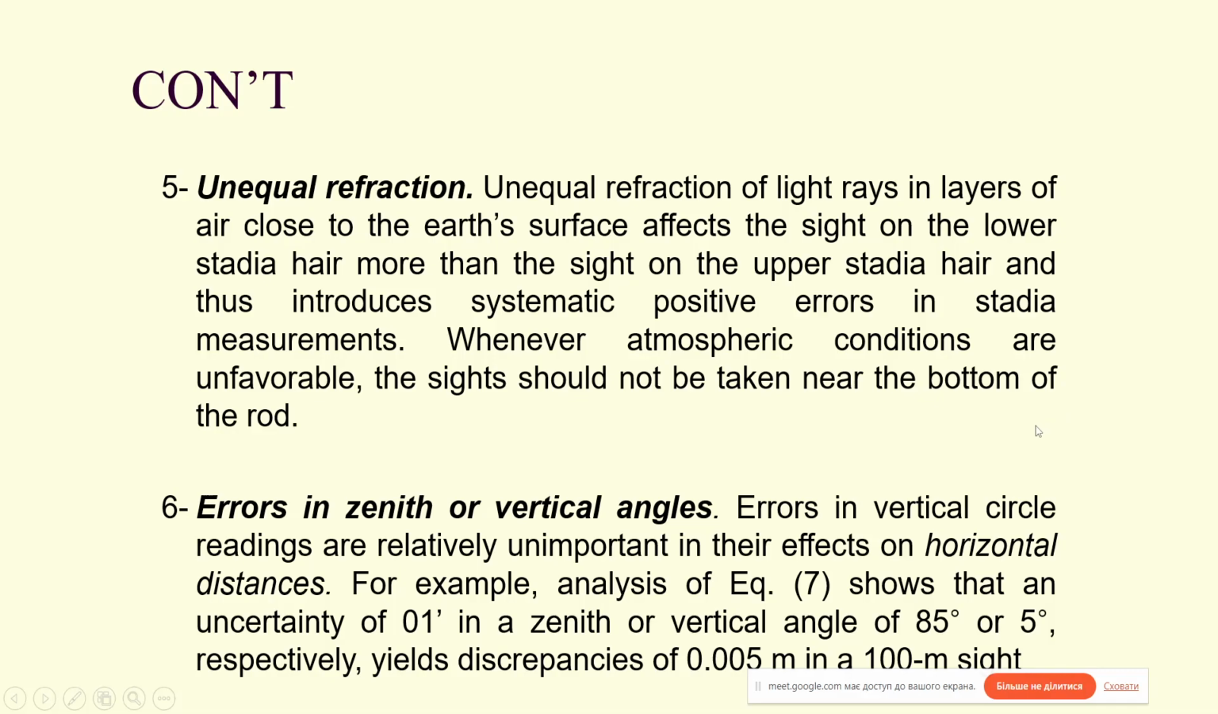Another error: errors in zenith or vertical angles. Errors in vertical circle readings are relatively unimportant in their effects on horizontal distances. For example, an uncertainty of 1 minute in a zenith or vertical angle yields discrepancies of 5 millimeters in a 100-meter side.